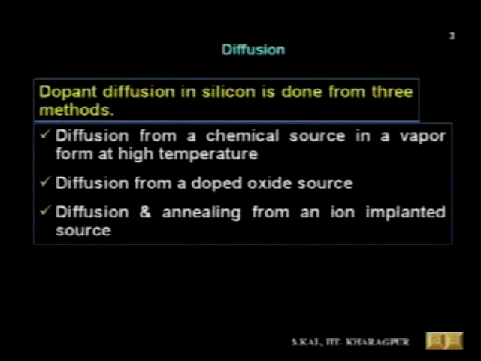Now, the third one is diffusion and annealing from an ion implanted source. That is a totally different technique by which we implant the dopant atoms, and after that we anneal at high temperature, so that the dopants will redistribute and they will enter into the silicon.